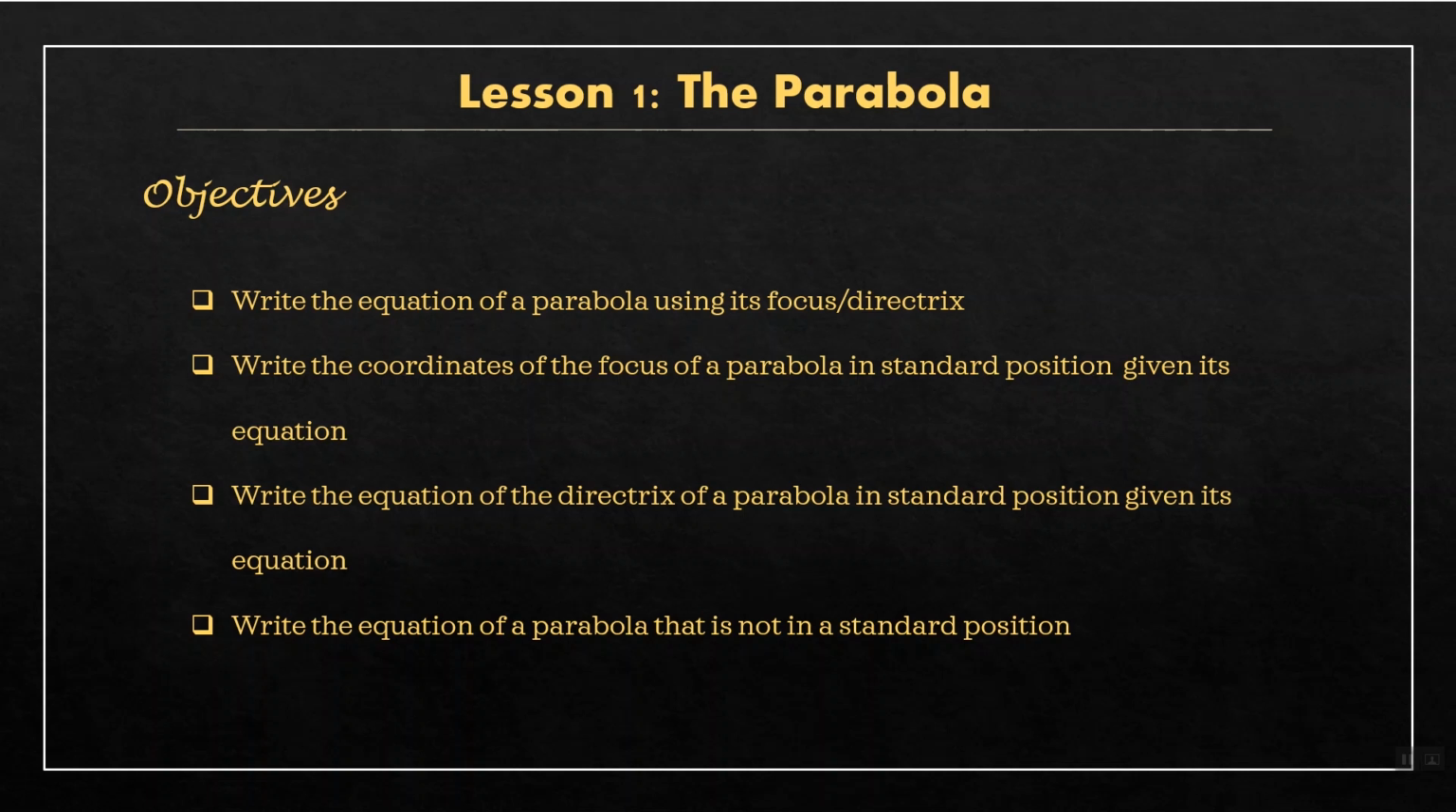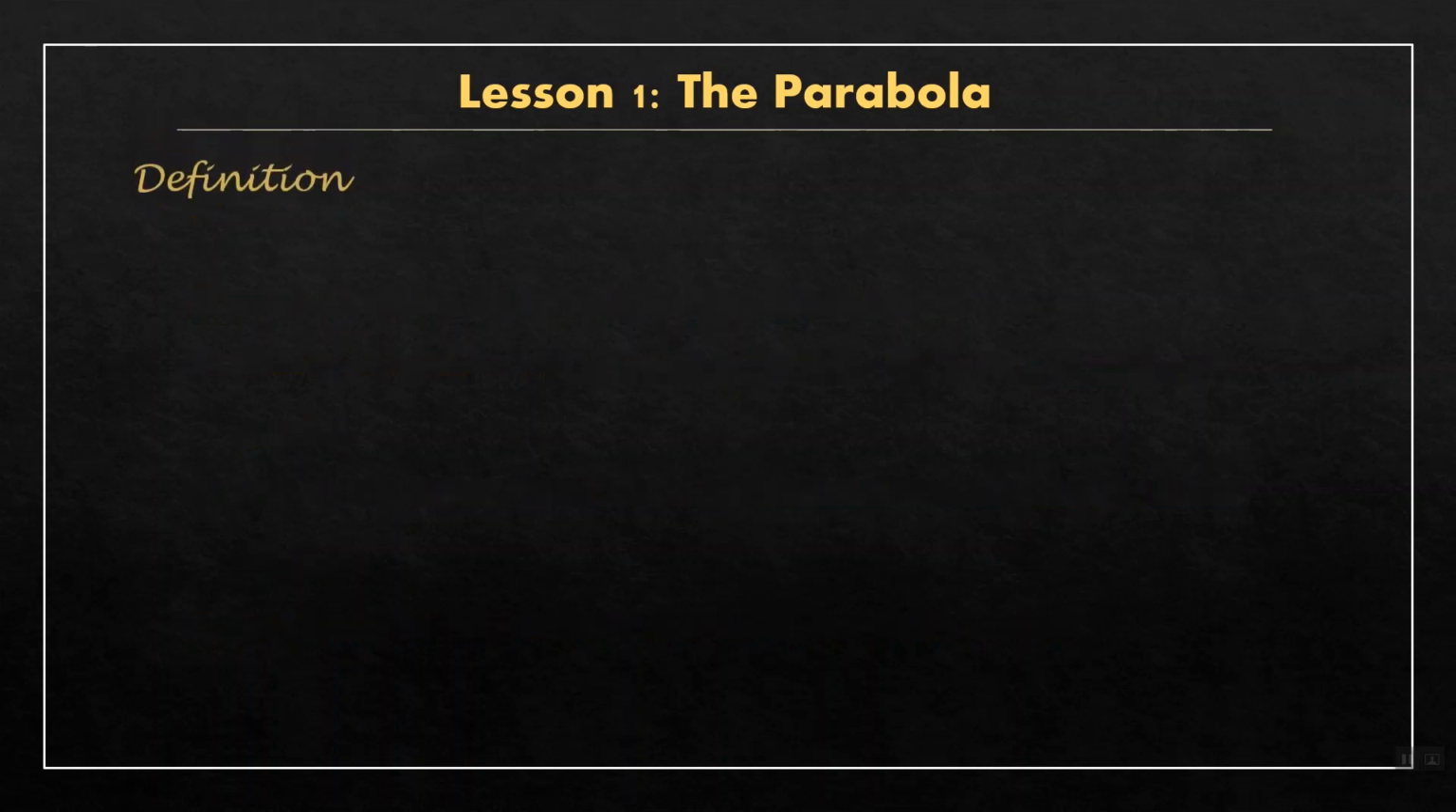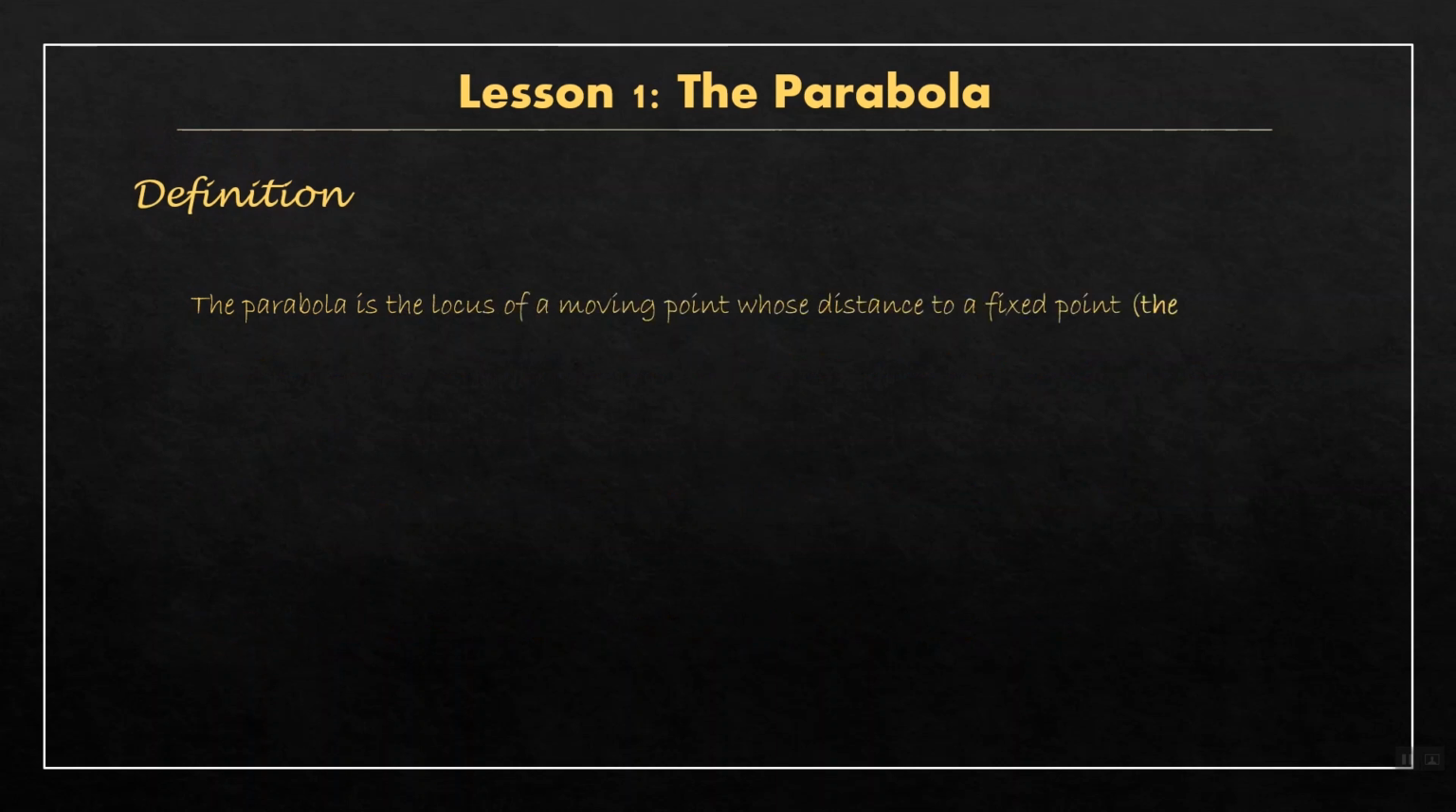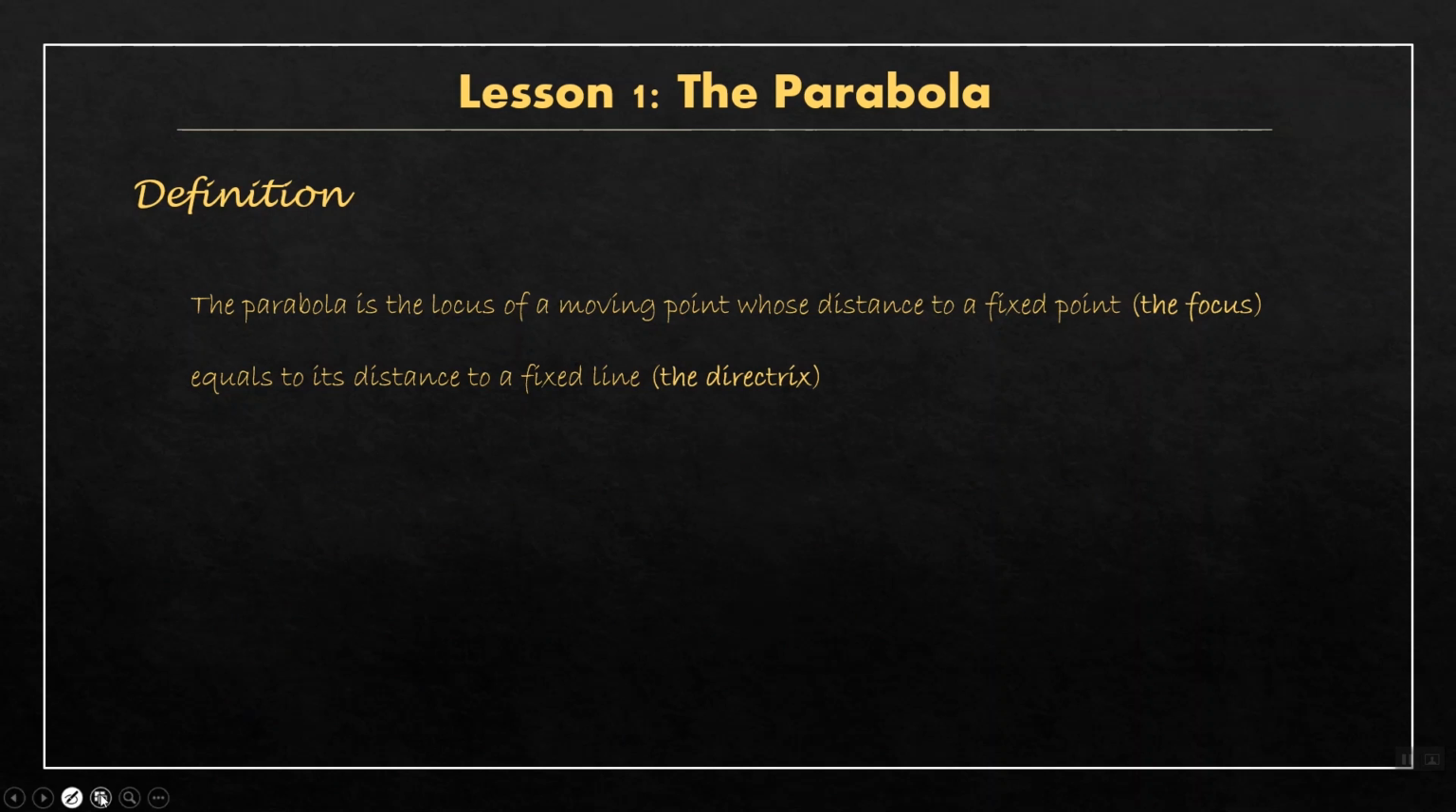But before we start again, we will need to define what the parabola is. So we will start with a definition. So we can say that the parabola is the following. The parabola is the locus of a moving point whose distance to a fixed point called the focus equals its distance to a fixed line, which is called the directrix.